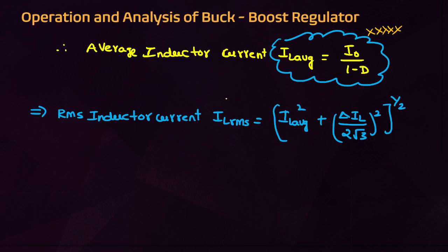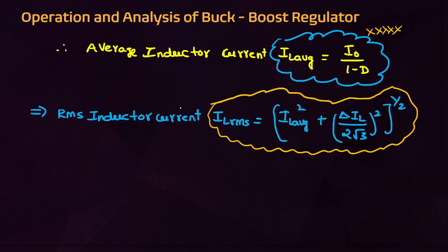Most of the formulas in buck boost regulator are similar to boost regulator formulas. Only some formulas will change: the V naught formula and one more, the critical inductance formula. One or two or three formulas only are different. Remaining formulas are similar to boost regulator only. Once you remember the boost regulator formulas, it is easy to remember for buck boost regulators.